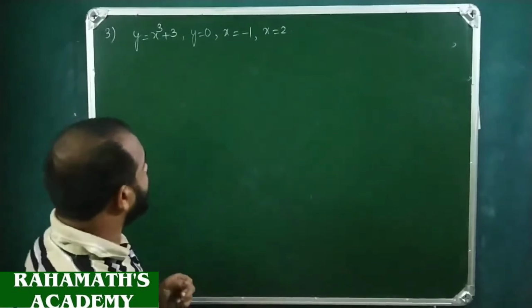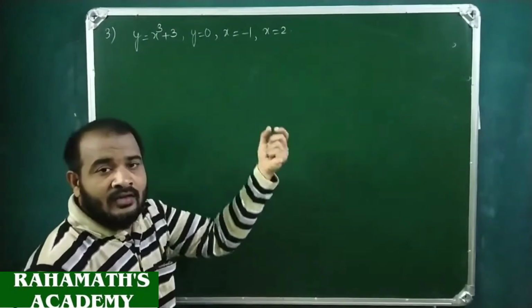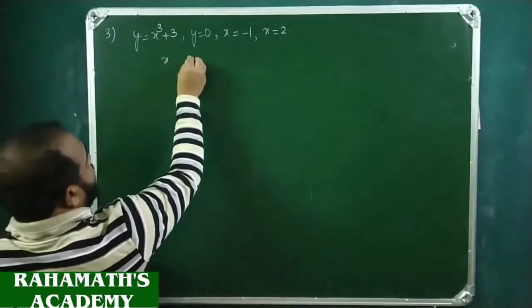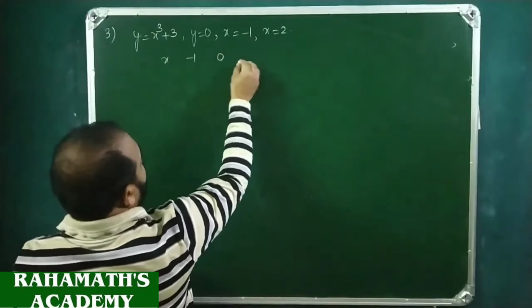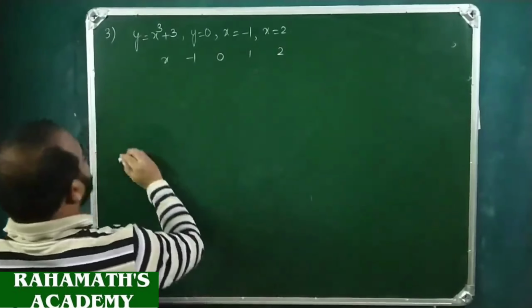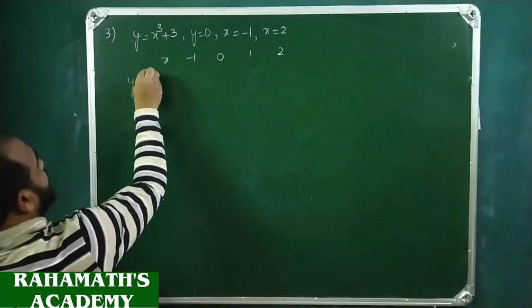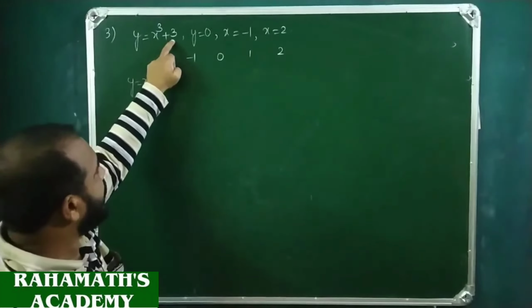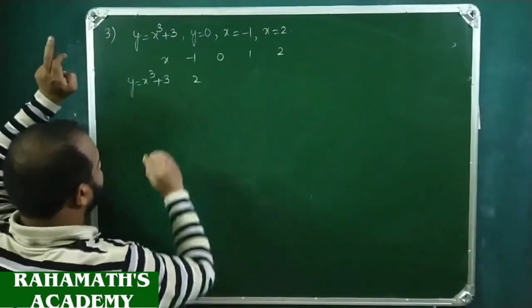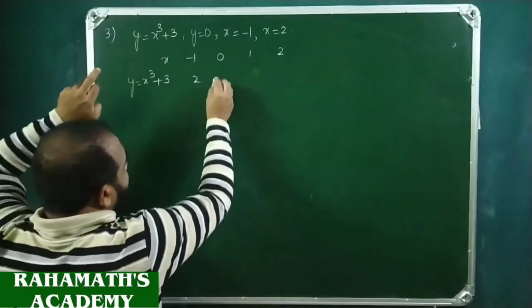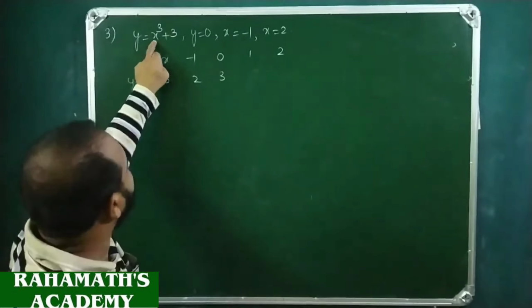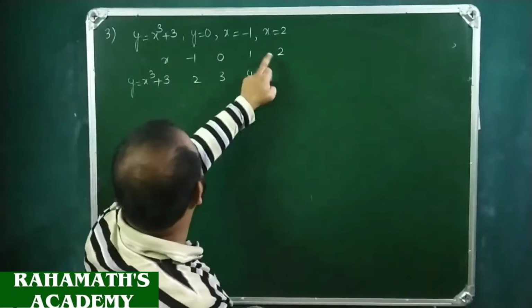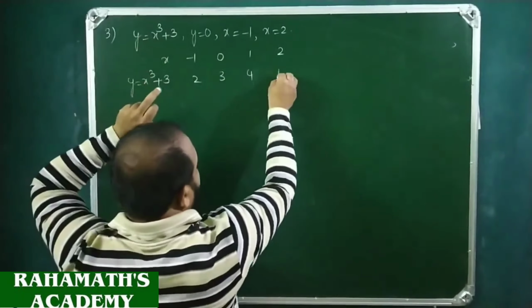For which what I am doing is, I will take 1 unit on the x-axis. So x equals minus 1, 0, 1, 2. Now y equals x cube plus 3. Now you substitute minus 1 whole cube plus 3, so 3 minus 1 is 2. 0 cube plus 3 is 3. 1 cube plus 3 is 4. Next step, 2 cube plus 3 is 11.